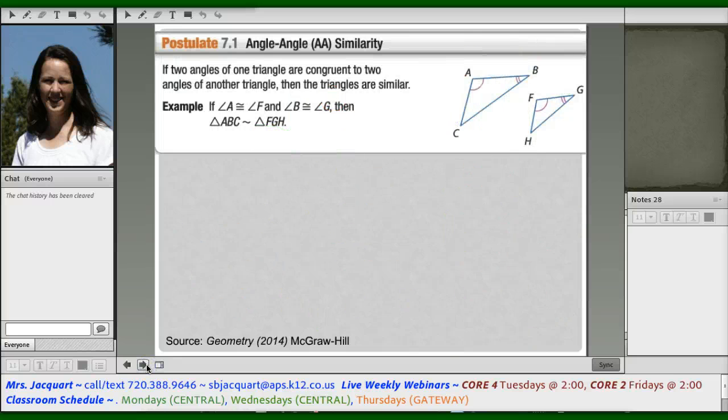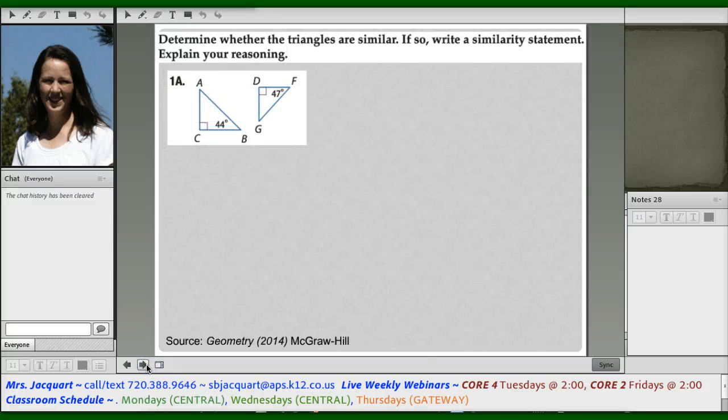Pause and read. If two angles are congruent, the third angle will be too, so it makes them similar. Decide whether these are similar or not. These will not be similar because the other angle that this would be 46. If this is 47, then that is 43. Therefore, not similar.